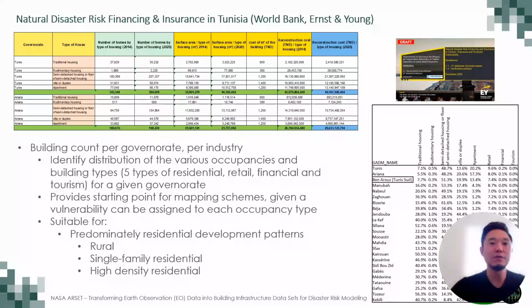But this was beneficial because it gave us breakouts of these housing types for every governorate. And so we started looking through all these governorates, and some of them were solely residential or solely high-density residential. So we could start using those as the preliminary mapping schemes for some of these basic development patterns.